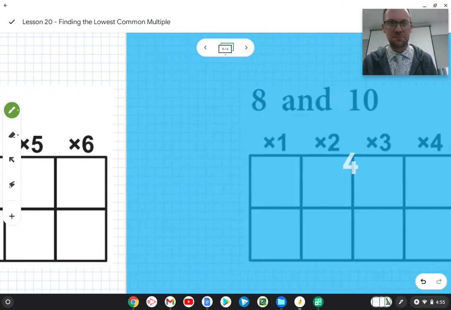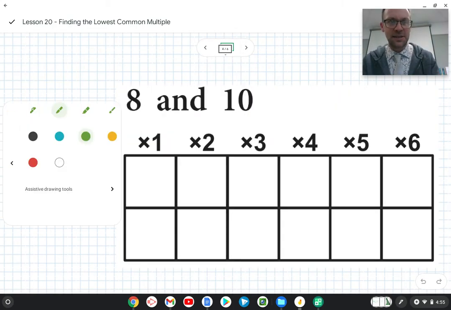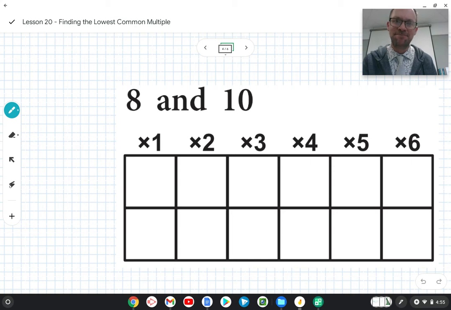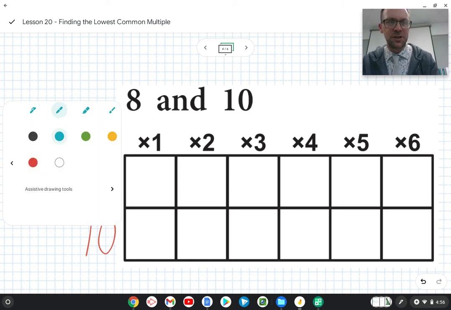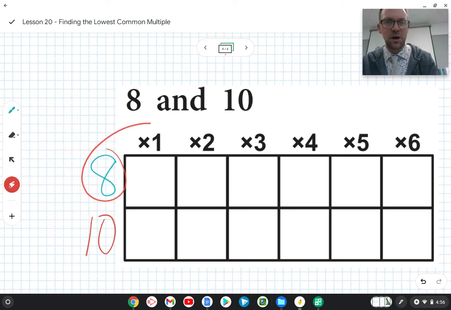Let's do another one. Let's take a look here at the numbers 8 and 10. All right, so like the last problem, I'm going to write the number 8 next to our first row of multiples, and I'm going to record the number 10 and its multiples in this second row. So let's start recording multiples here. All right, let's do 8 times 1.